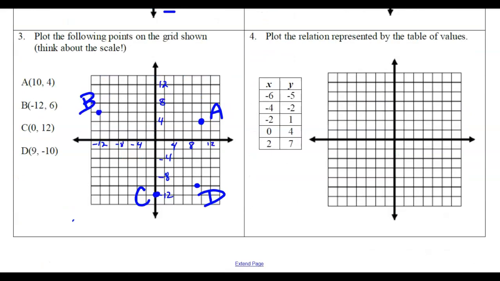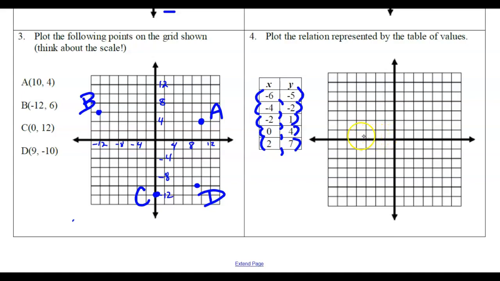Okay, last one, all that's different is the values are in a table of values. So really, your ordered pairs are (-6, -5) and (-4, -2). Those are your ordered pairs. And we don't have to label with A, B, C, D, E, right? You just plot the points. None of those are bigger than 7, none of the values. So I'm just going to use, if every grid is 1 unit, then you don't have to label the scale.